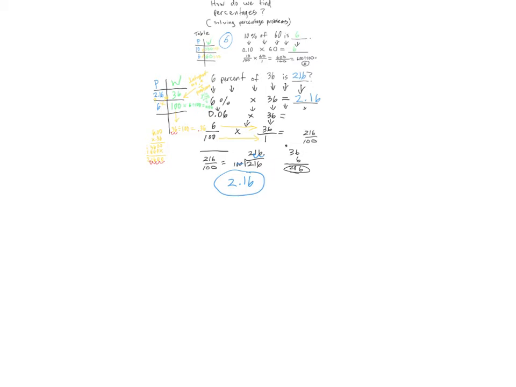So they might ask you things like blank percent of 36 is 2.16. So they might flip it on you, and you would have to solve for this. And so you would have to do kind of everything backwards. You would be given the information here, but not the information there. And so you have to work your way through it in a similar manner.